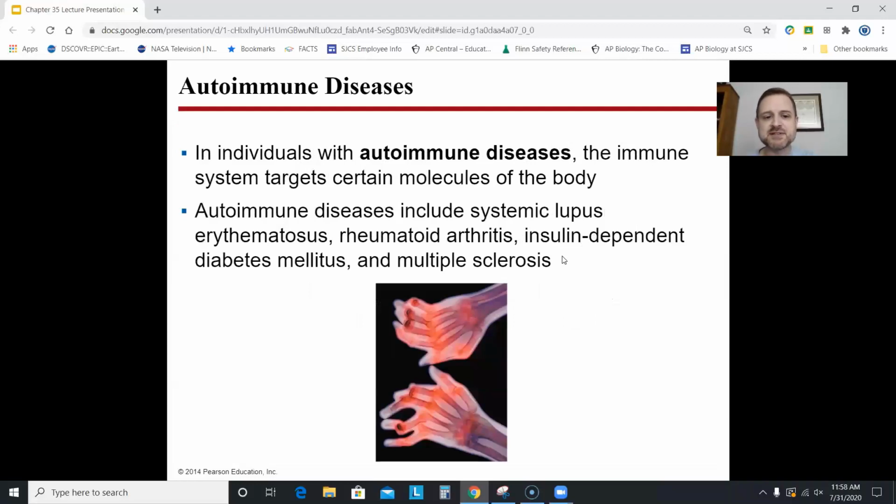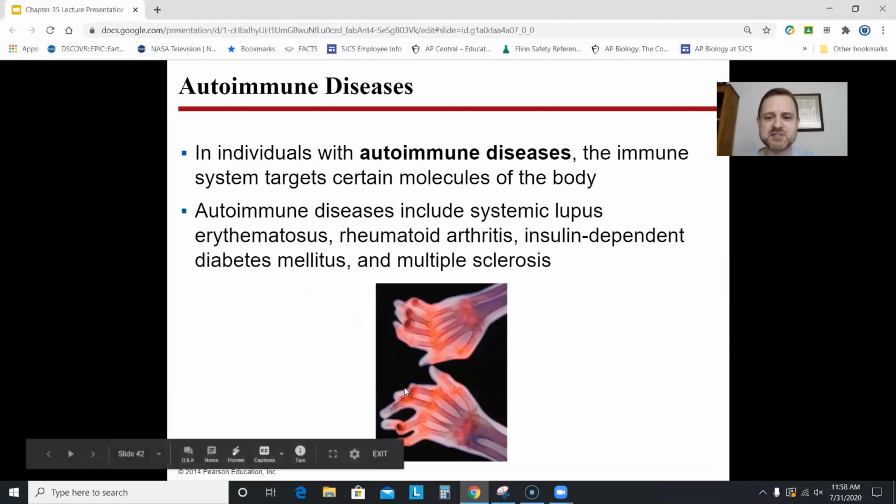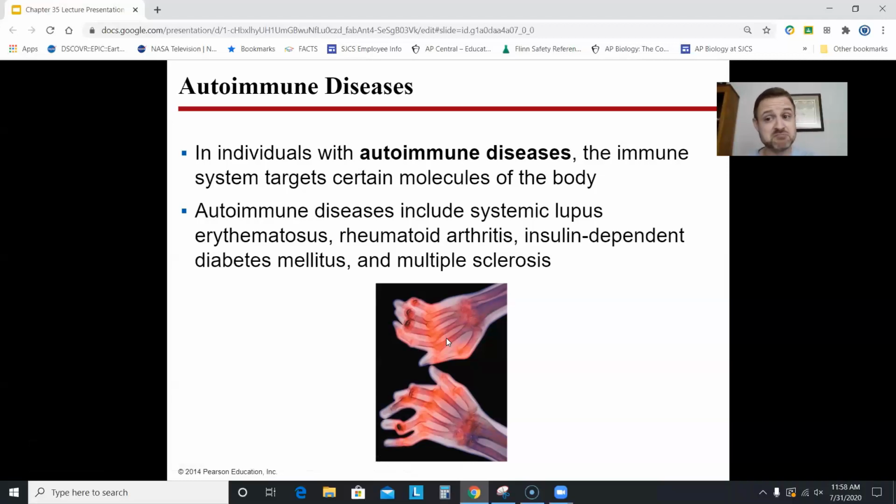Autoimmune diseases, things like, this is a picture of someone that has rheumatoid arthritis, and basically that's a condition where your immune system attacks the cartilage between your joints, which obviously it should not do. The form of diabetes, type 1 diabetes, where your immune system attacks your insulin-producing cells. Multiple sclerosis, lupus, these are all diseases where your immune system is attacking your own cells, which you don't want it to do, right?